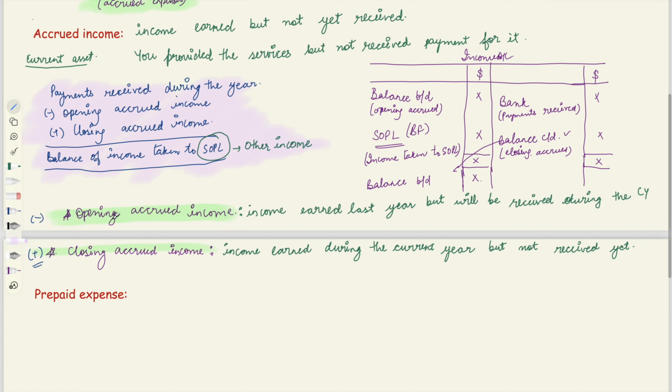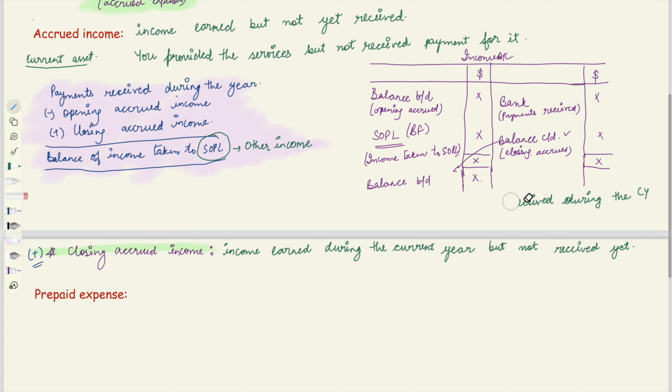Okay, so this is it about accrued income, where we have learned how to put it in statement of financial position, how to put it in statement of profit or loss, then how to prepare a ledger account, right? One more thing that we are left with, the journal entries of taking income to statement of profit or loss at the end of the financial year.